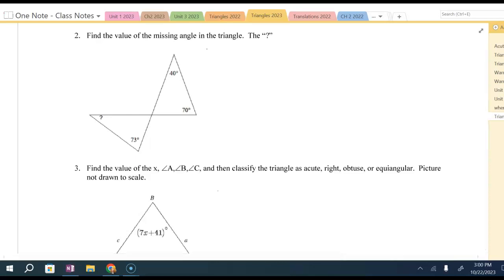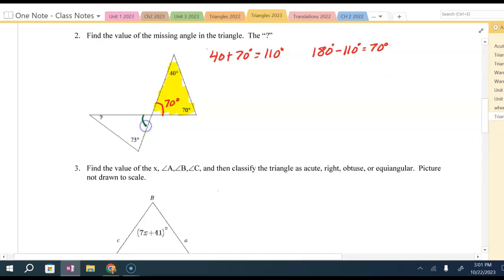First, I'm going to look at the yellow triangle here, and we know that the angles in a triangle add up to 180. So to find this red angle, I'm going to add 40 and 70, and I'll get 110. Then I'm going to take 180 minus 110 degrees, and I'll get 70 degrees. So that angle is 70 degrees. The red and green angle are vertical angles, so that means the green angle is also 70 degrees.